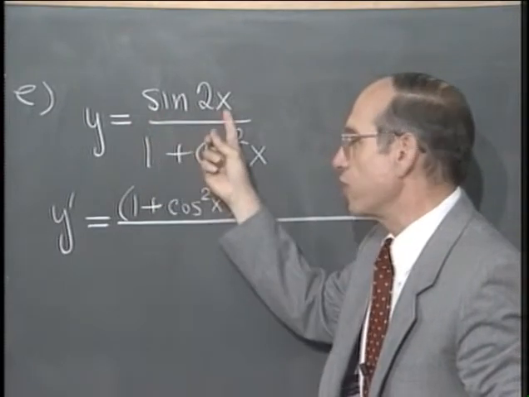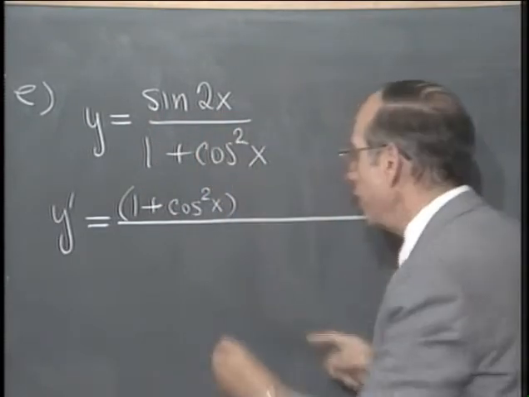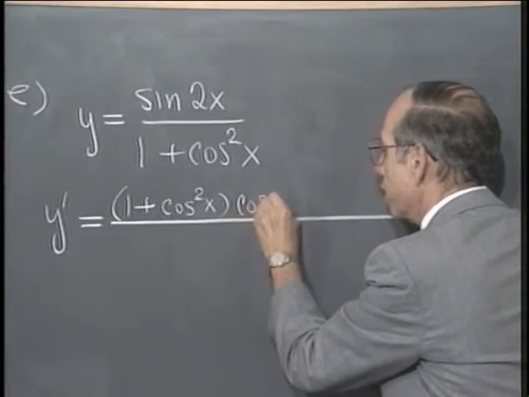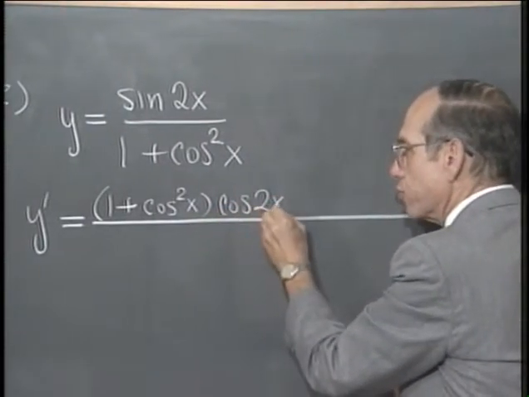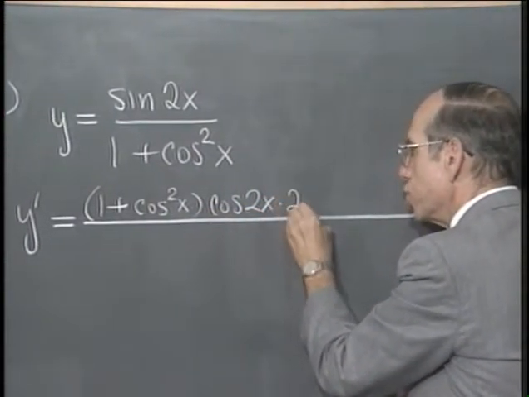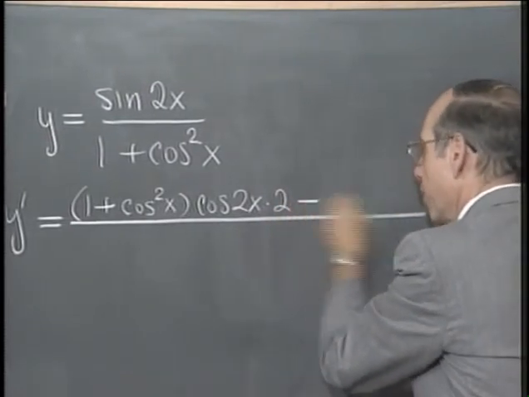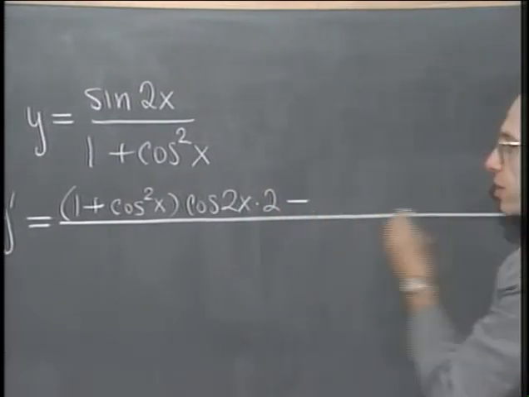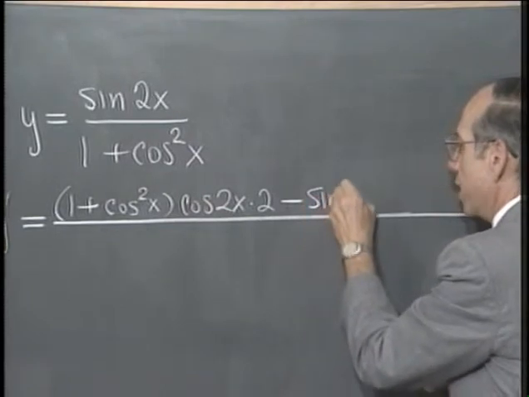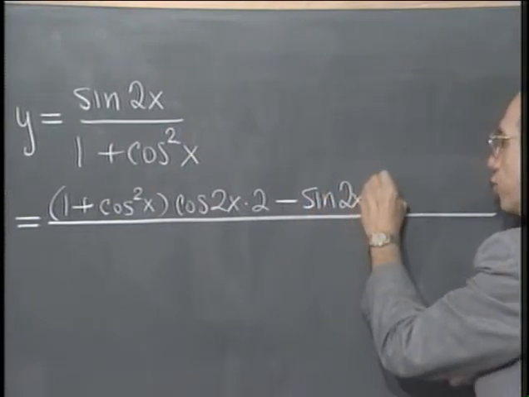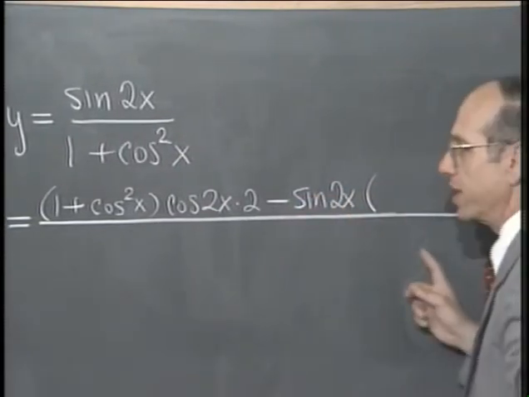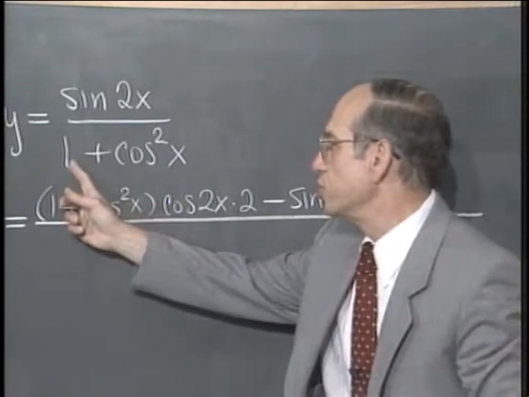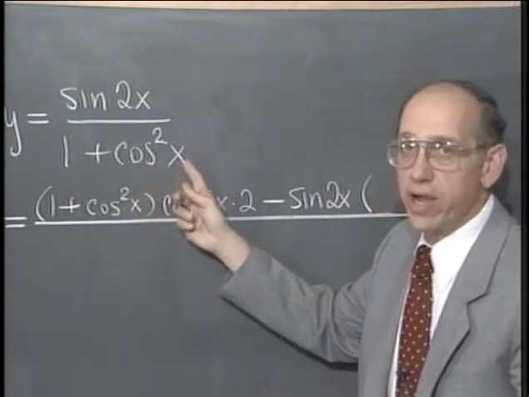Now, the derivative of sine of 2x is what? By the chain rule, it's the cosine of 2x times the derivative of 2x, which is 2. We then subtract from that the numerator, sine of 2x, times the derivative of the denominator. Now let's look at this denominator. This is 1 plus cosine squared x.